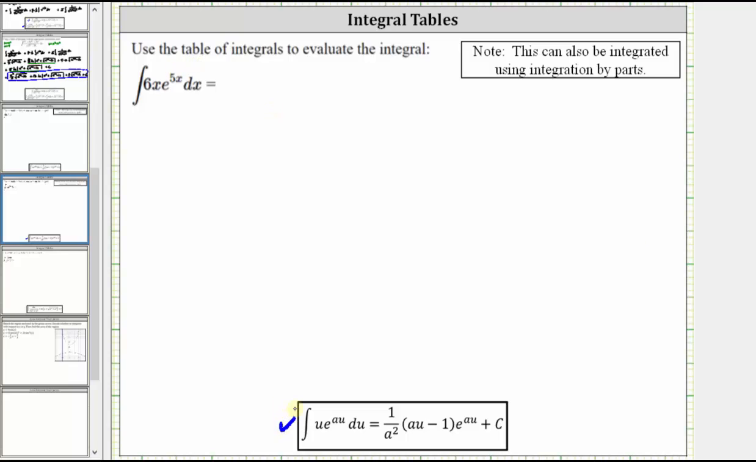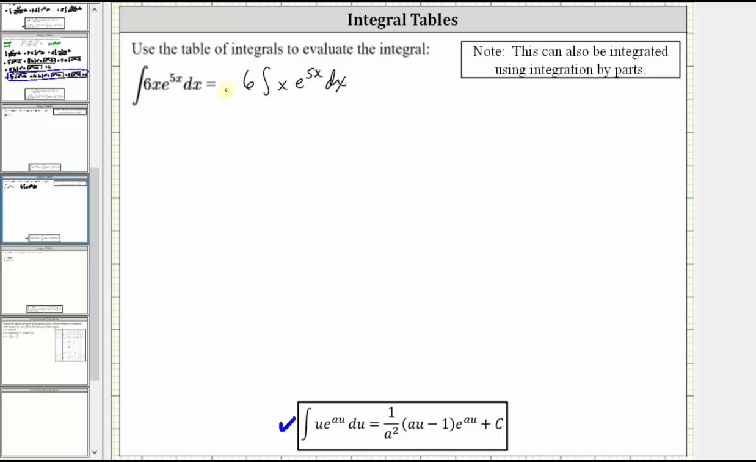shown below, where the integral of u times e to the power of au, differential u, is equal to 1 divided by a squared times the quantity au minus 1 times e to the power of au plus c. Let's begin by factoring out this 6 and write this as 6 times the integral of x e to the power of 5x differential x.